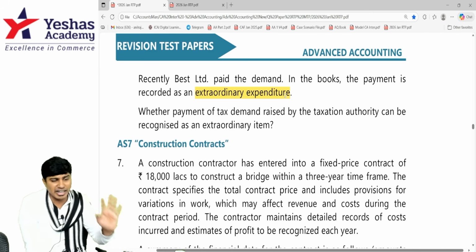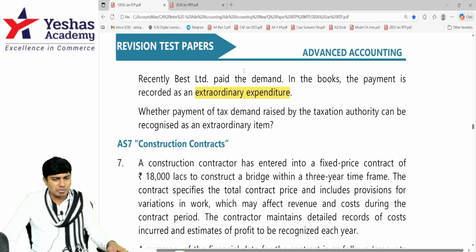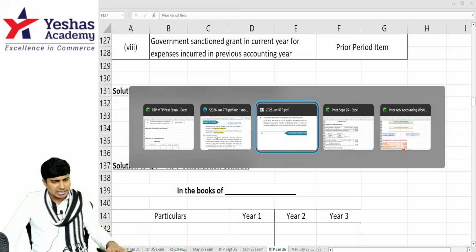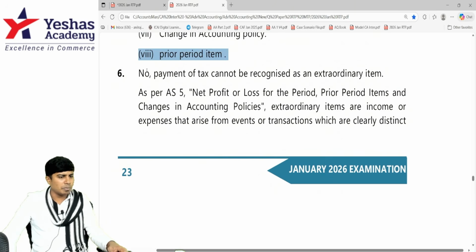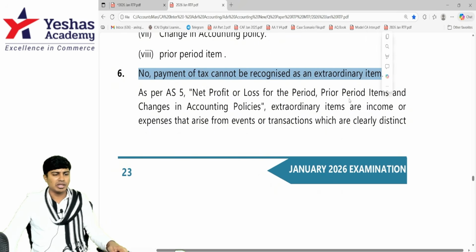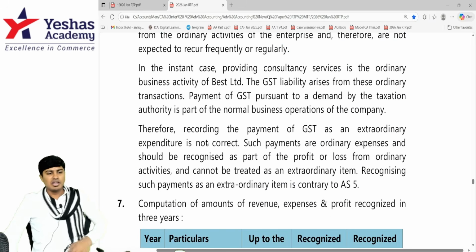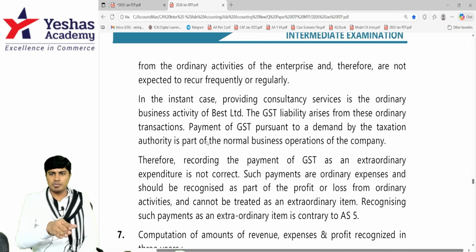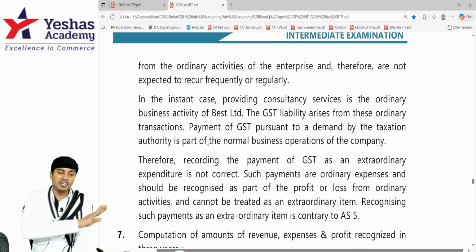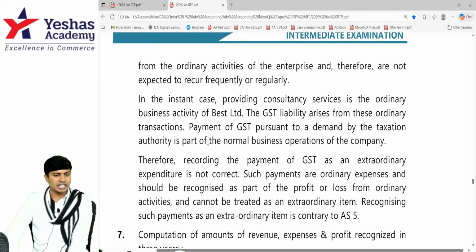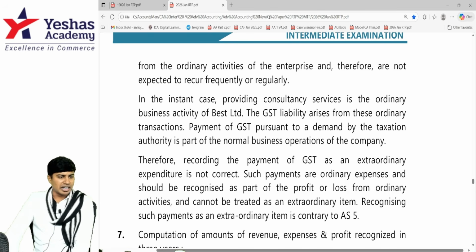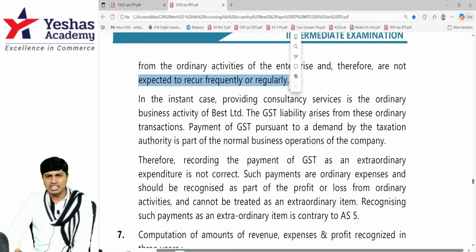It is ordinary item. Whether the tax demand raised by the tax authority can be recognized as extraordinary item? No. The answer, it will be here only. See, no, payment of tax cannot be an extraordinary item. As per AS 5, extraordinary items are incomes that arise from events which are clearly distinct from the business operations. If it is part of the business, furtherance of the business, ordinary. If it is distinct from the ordinary course, then it is extraordinary. It is not distinct.